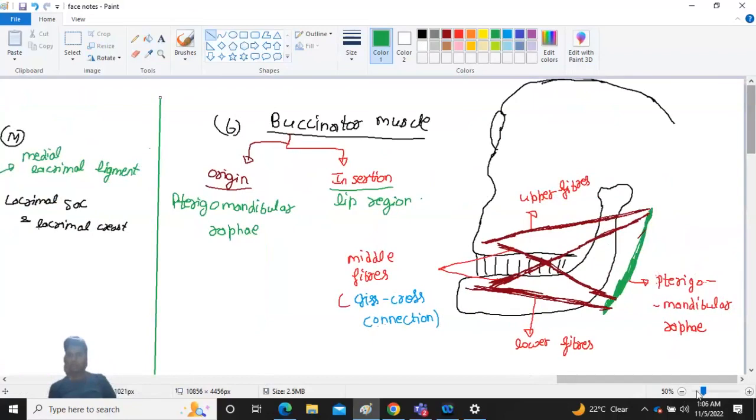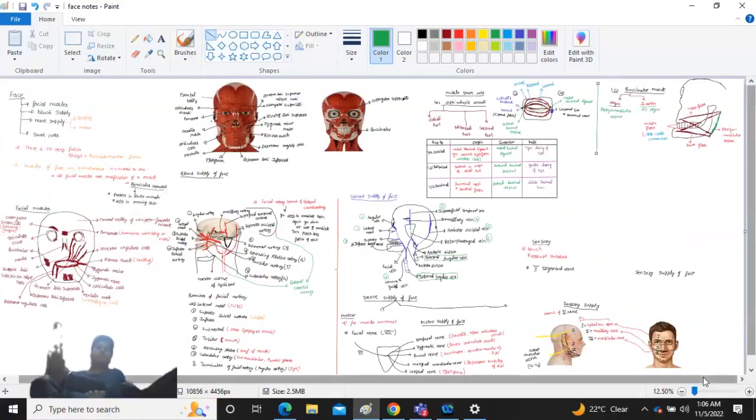Done. So this is the portion, all things we have covered: facial nerves, facial muscles, all muscles, facial nerve supply, blood supply, arterial supply, venous supply, motor supply, and sensory supply of the face. Then short notes: orbicularis oculi muscle and buccinator muscle.